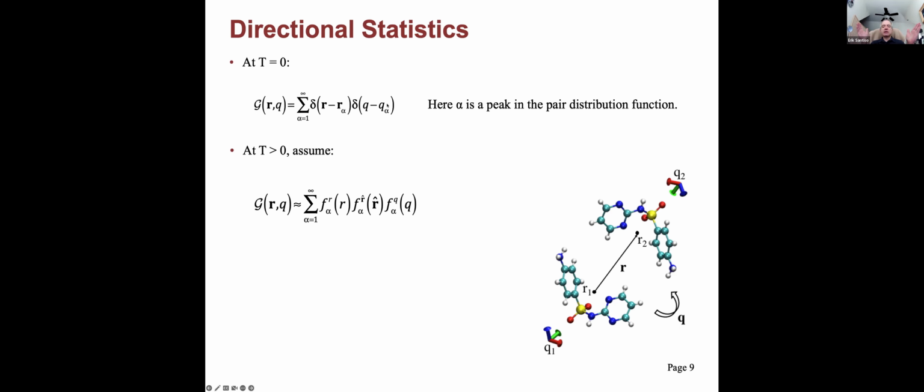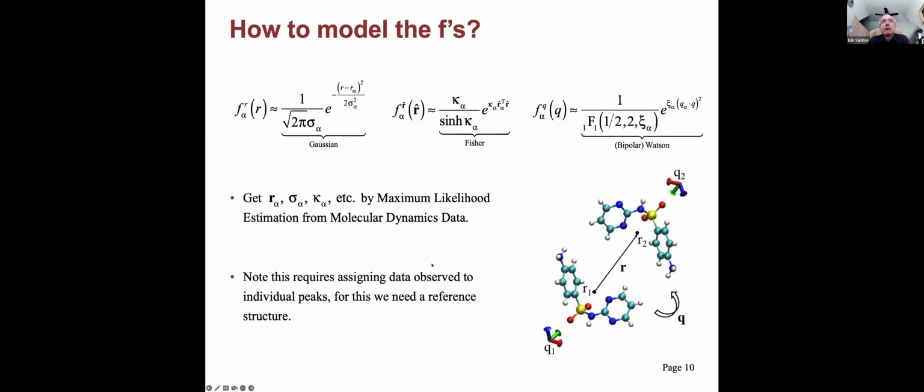So if you were thinking of just a regular g(r), you'd basically be adding Gaussians at every point where you have a peak in the g(r) of the solid. It's just this one also includes orientational information. And then we construct models for these functions by looking at the crystal and seeing what they look like. So we postulate some forms for this model. For the distance we use Gaussians, for the orientations and quaternions we use distributions that are suitable for those degrees of freedom. And we obtain the parameters that appear in those distributions by running an MD simulation and doing the usual maximum likelihood estimation.